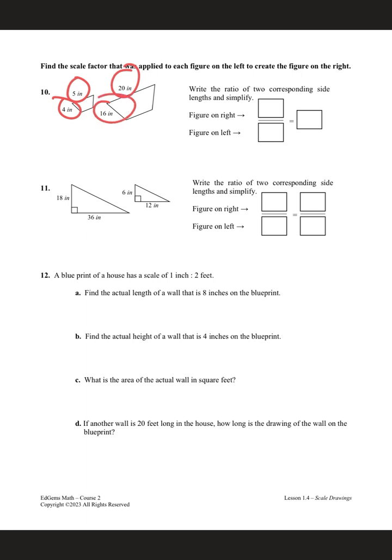So the figure on the right, so that's the larger figure, so pick a side, right? So let's say 20. And what is its matching side on the figure on the left? That would be 5. And then at this point, all you have to do is simplify. So what's the greatest common factor of 20 and 5? That would be 5. And again, trust but verify. So 20 divided by 5 is 4. And then 5 divided by 5 is 1.